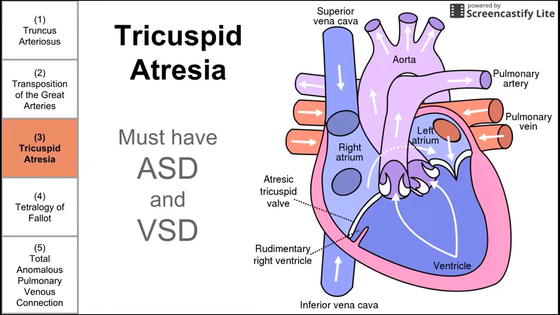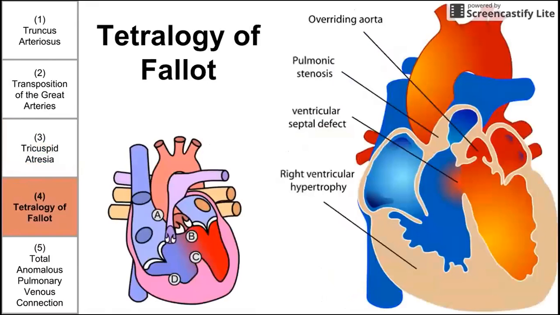We need both septal defects in order for somebody with a wall replacing the tricuspid valve to survive. This is tricuspid atresia. 4 helps us remember tetralogy of Fallot. Tetralogy means 4 things. We have 4 odd things going on here. These 4, we have them labeled A, B, C, D, and also labeled in that right diagram.